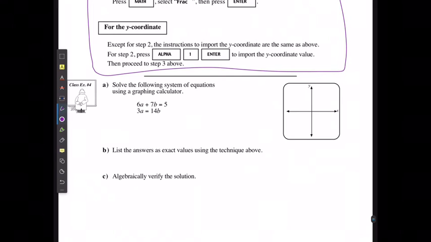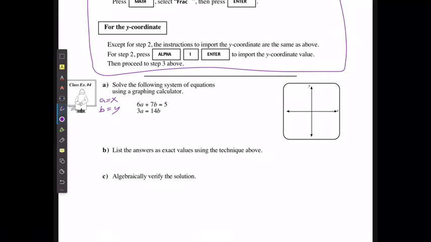So, if it wants me to solve these two cases, then I'm going to state that one of these values is going to be x and one of them is going to be y. I'm going to state that A is going to be x and B is going to be y, because I can only graph in terms of x and y.